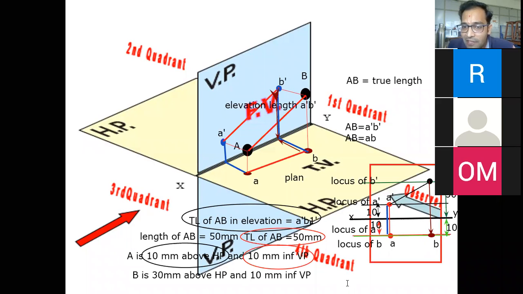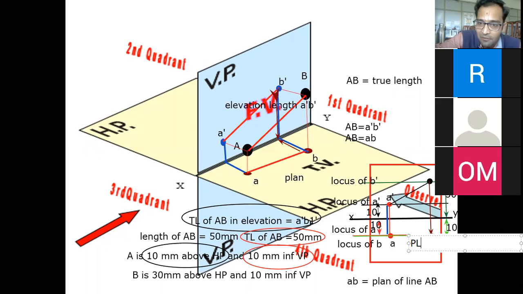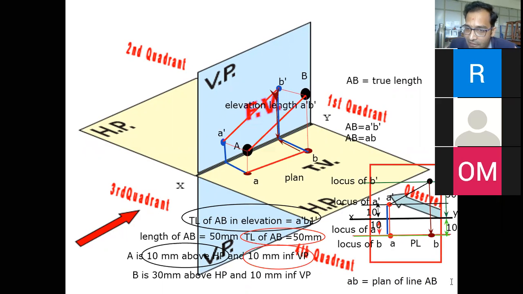And what does AB indicate? Small ab is nothing but the plan, or top view, of line AB. So what does this length ab indicate? It indicates the plan length. Is it clear? So this particular length ab is indicating the plan length of the line AB. Where did we find the true length? We found it at A dash B1 dash. Is it clear? Yes, sir.